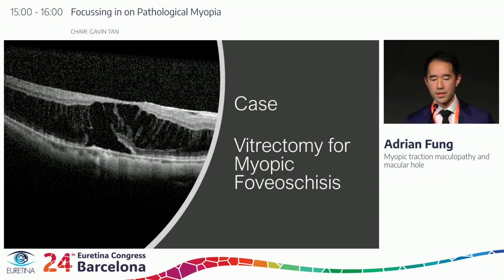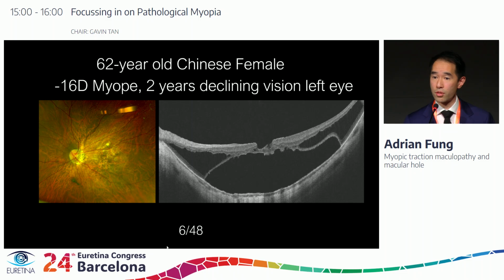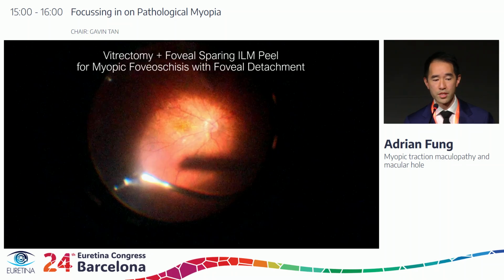I'd like to present this case. This is a patient who had a vitrectomy for myopic foveoschisis. She's a 62-year-old Chinese female, very high myope, -16 diopters, and she's noticed a 2-year history of declining vision in her left eye. You can see here there is myopic foveal detachment.